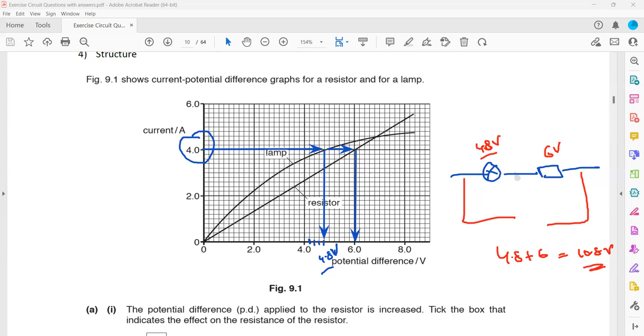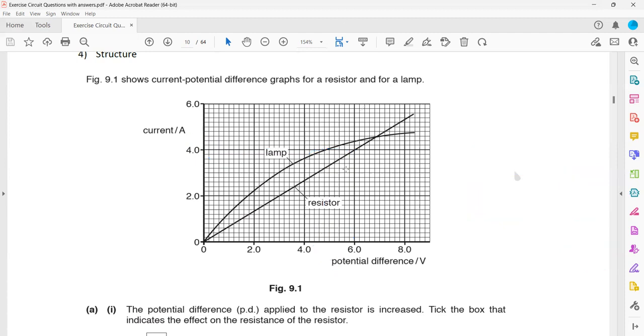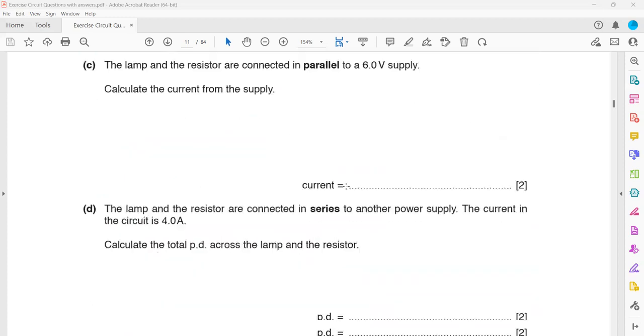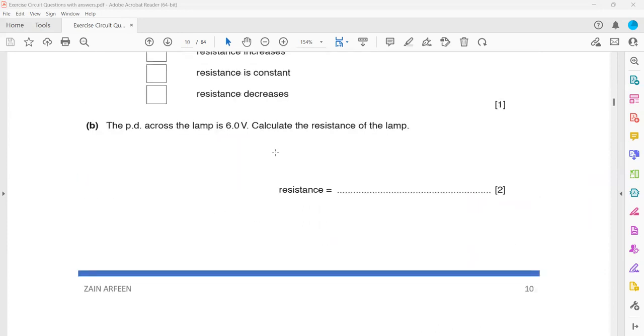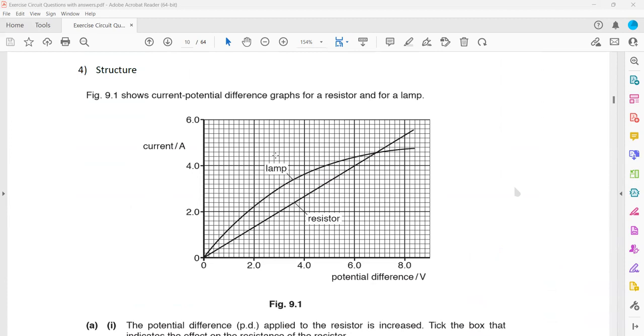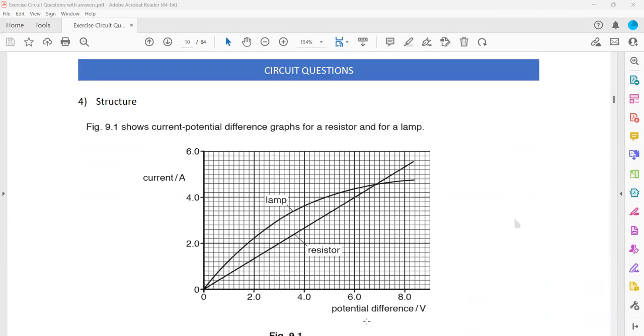Is it clear, this one? Yes, sir, clear. So when components are connected in series, the total voltage will be the sum. When components are connected in parallel, the voltage will be equal and the current will divide. So this was a question from electrical circuits.